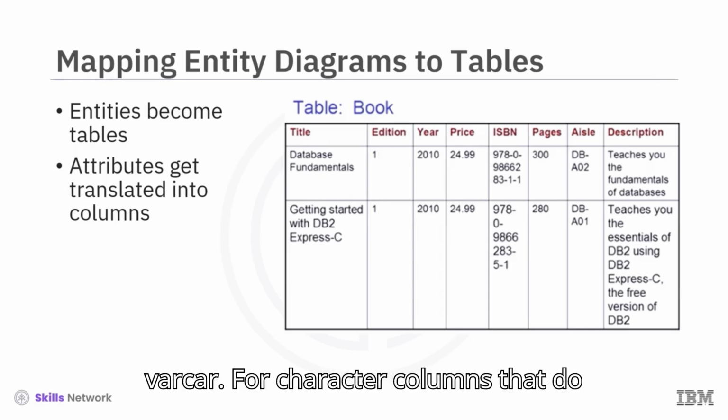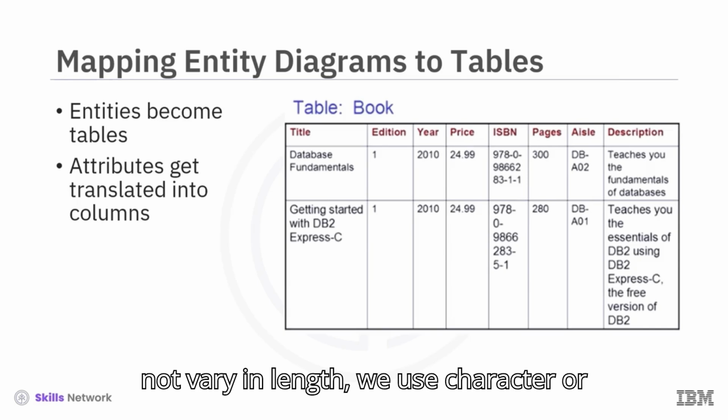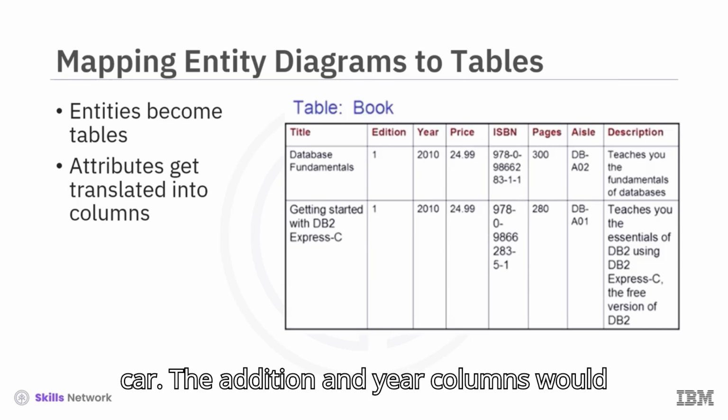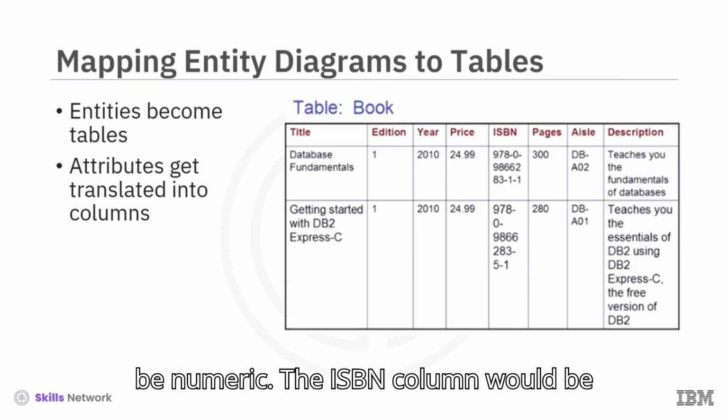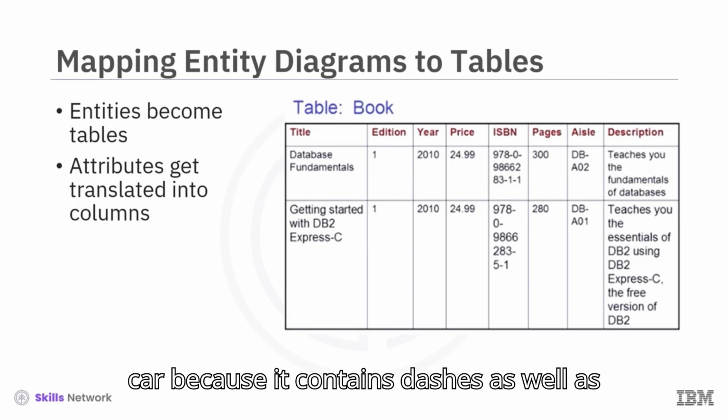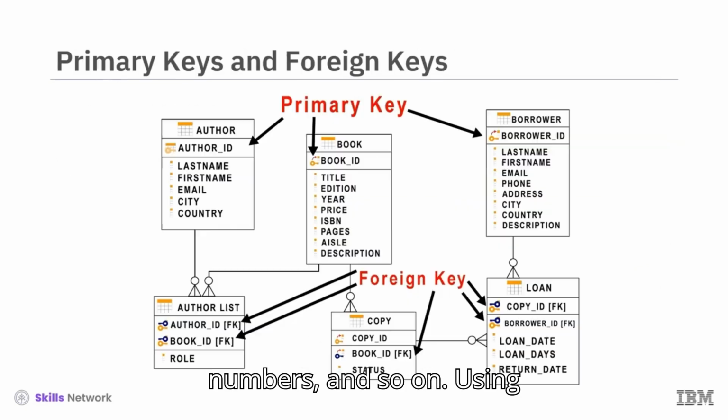For character columns that do not vary in length, we use character, or char. The edition and year columns would be numeric. The ISBN column would be char because it contains dashes as well as numbers, and so on.